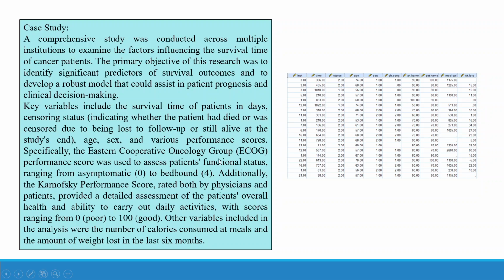Specifically, the Eastern Cooperative Oncology Group ECOG performance score was used to assess patients' functional status ranging from asymptomatic 0, so here it is, PH ECOG, to 4 bed bound. Additionally, the Karnofsky performance score, here it is, the physician Karnofsky score and the patient Karnofsky score, rated both by physicians and patients, provided a detailed assessment of the patient's overall health and ability to carry out daily activities, with scores ranging from 0, that is poor, the patient is not able to do daily activities, to 100 good. Other variables included in the analysis were the number of calories consumed at meals, and the amount of weight lost in the last 6 months.